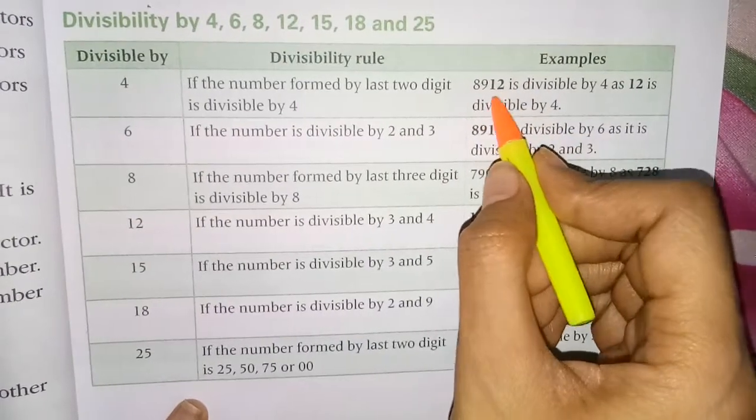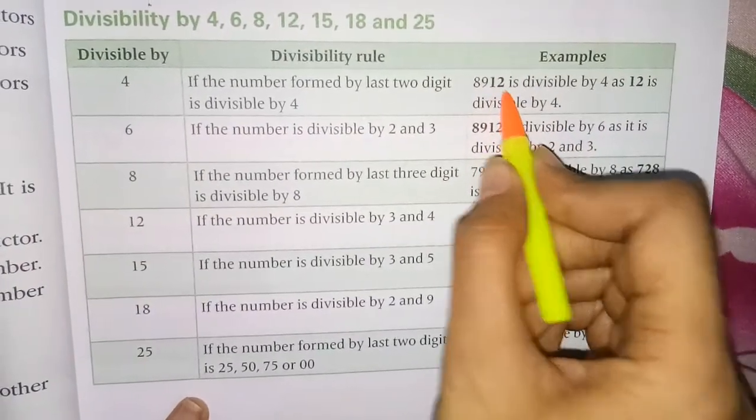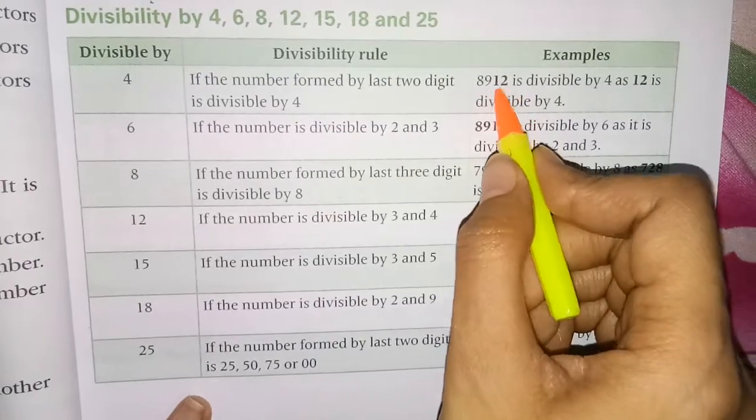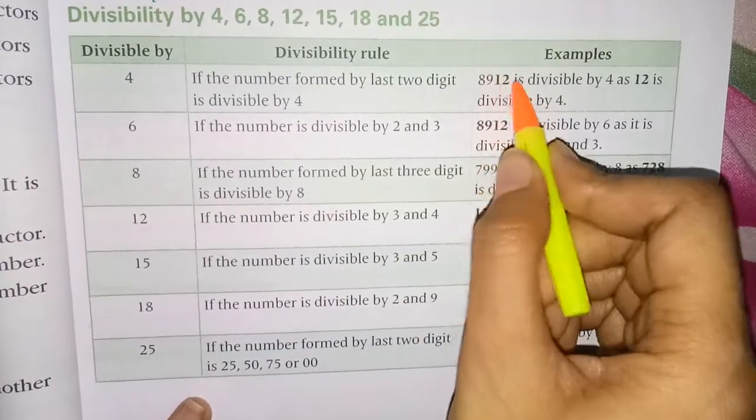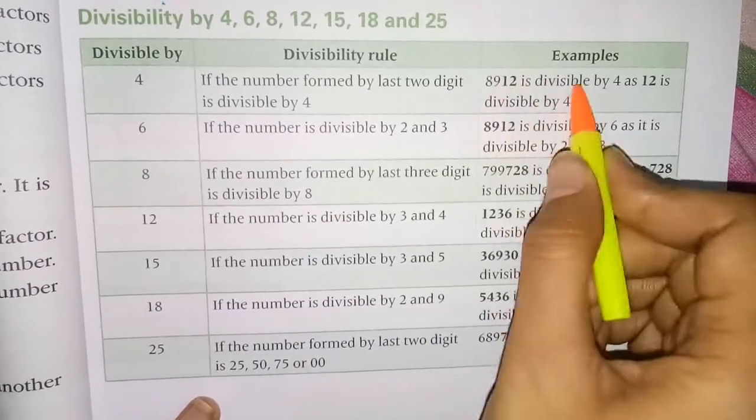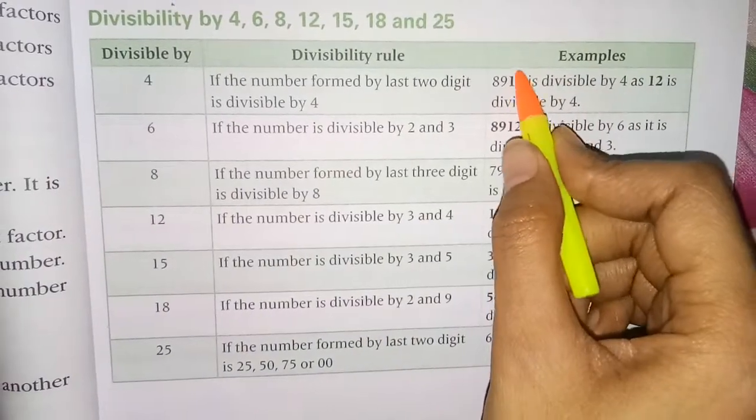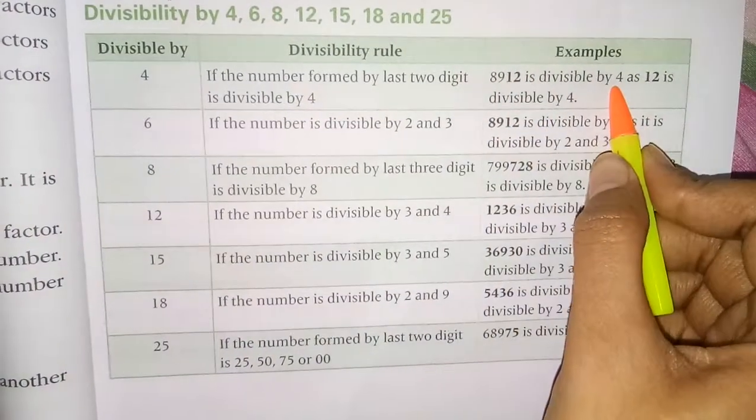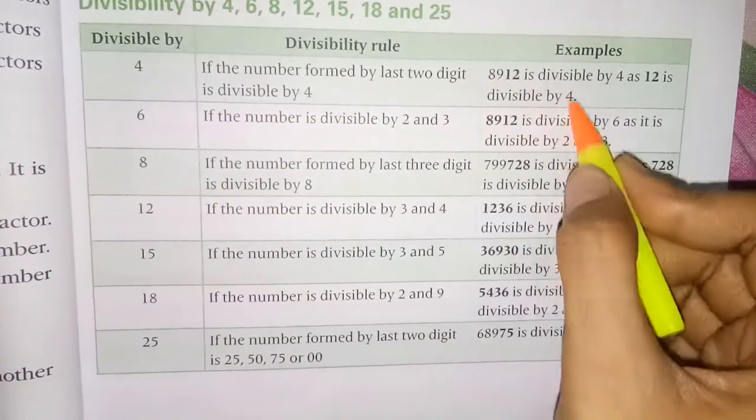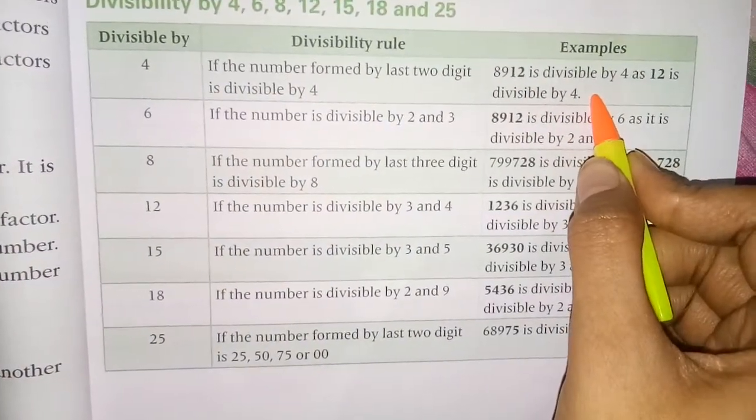So first of all we have to take the last two digits. Here the last two digits are 1 and 2. So 12, this is 12, so 12 is divisible by 4. If the last two digits are divisible by 4, then that complete number will be divisible by 4.